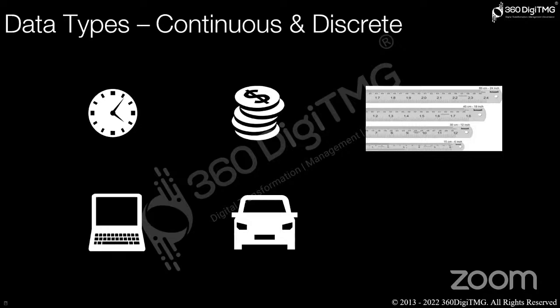Data is nothing but information. Data types are nothing but classification of the data items. Generally we have continuous data and discrete data. Time comes under continuous data. Money is continuous. Measurement of length is also continuous. We cannot say 1.5 computers or 2.5 laptops, so a computer or laptop is discrete. Car also comes under discrete because we cannot say 1.5 cars or 2.5 cars.